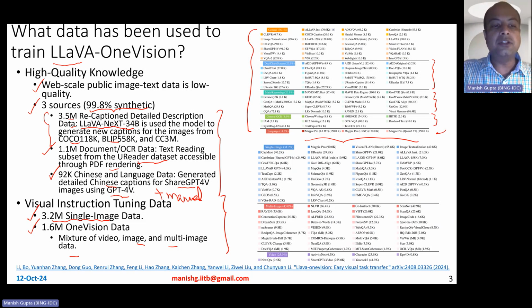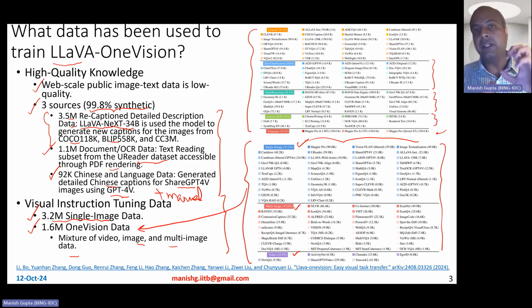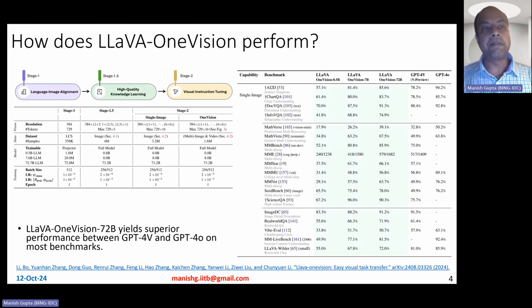They also train on the 1.6 million OneVision mixture data, which is a mixture of single images, multiple images, and videos. Again, there are too many data sets for me to name, but they have done a really good, rigorous job of collecting all of these data sets and using them for rigorous instruction tuning of the LLaVA-OneVision model.